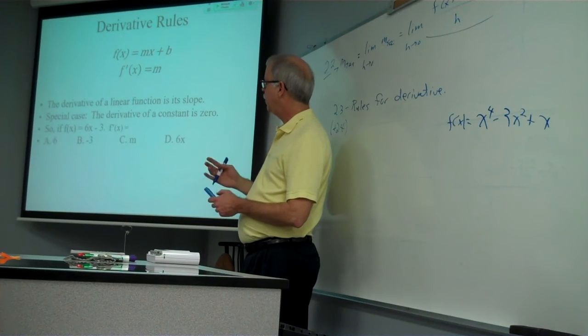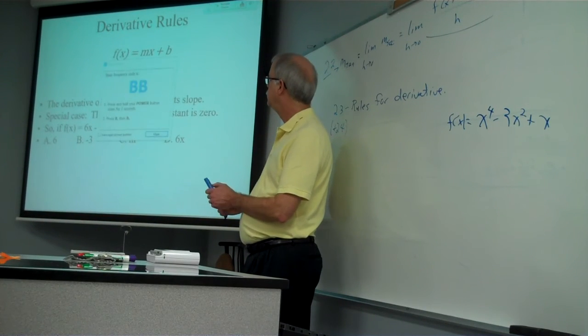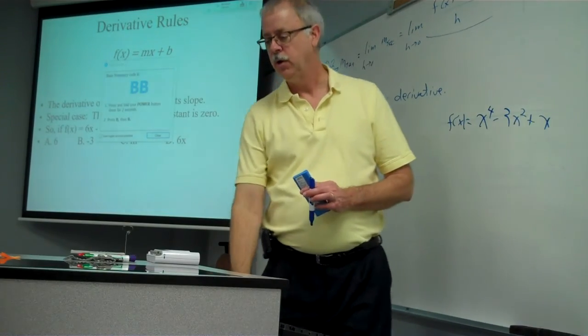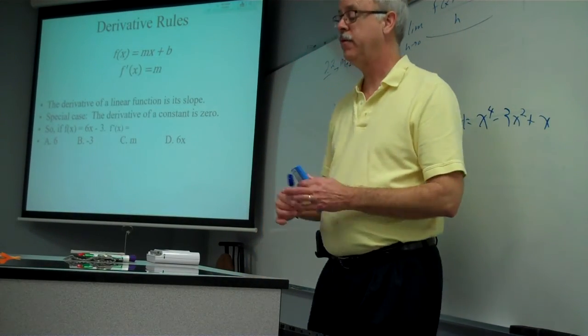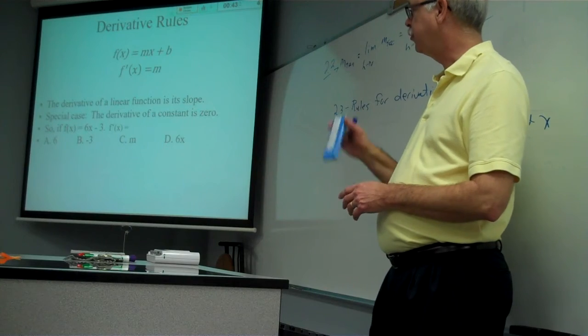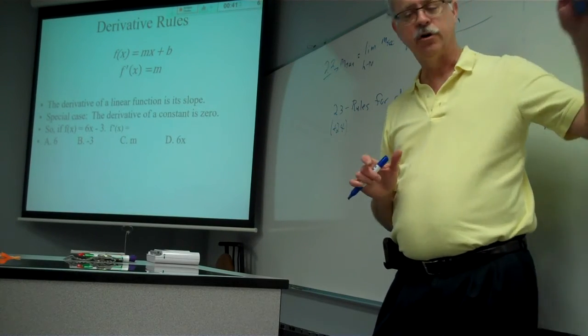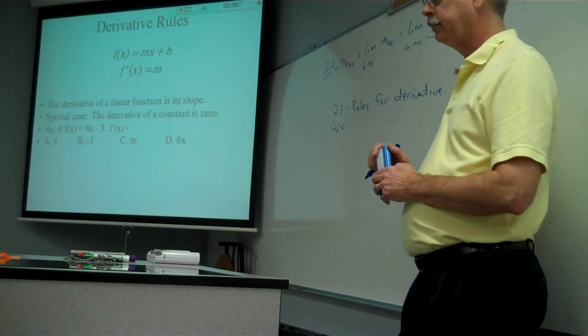So, if we had f of x is 6x minus 3, we should be able to interpret and compute what the derivative is. And you probably will have to turn your clicker back on and be sure to get back to the VB frequency.